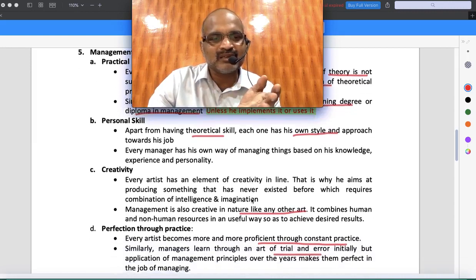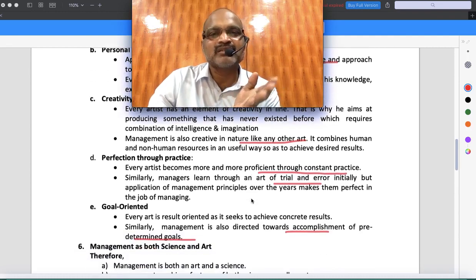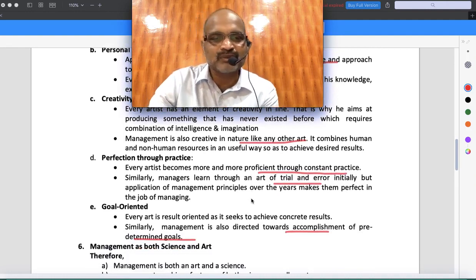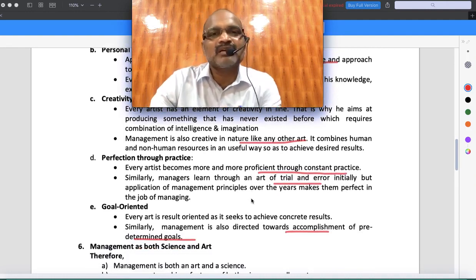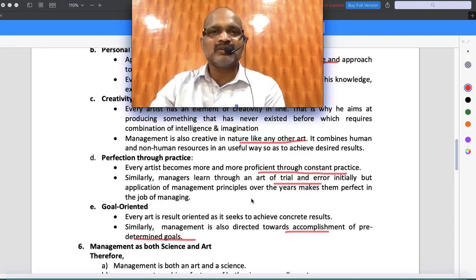Okay, just like an artist will have a lot of practice, a manager also should have a lot of practice. Just like an artist has goals, a manager also should have goals to be achieved. So, based on this, we can come to a conclusion that management is also like an art.